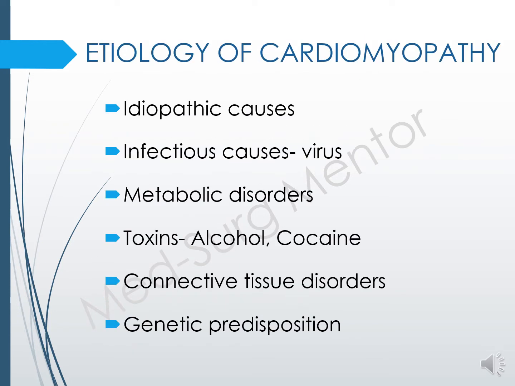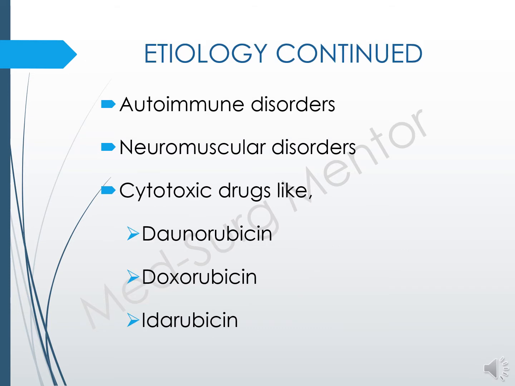Now let's see the etiology of cardiomyopathy. The common etiological factors are idiopathic causes, infectious causes like viruses, metabolic problems, toxins like alcohol and cocaine, connective tissue disorders, and genetic predisposition. Other common etiologies leading to cardiomyopathy are autoimmune disorders, neuromuscular disorders, and cytotoxic drugs like daunorubicin, doxorubicin, and idarubicin.